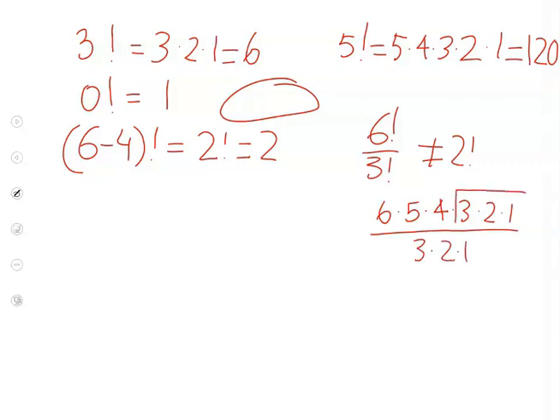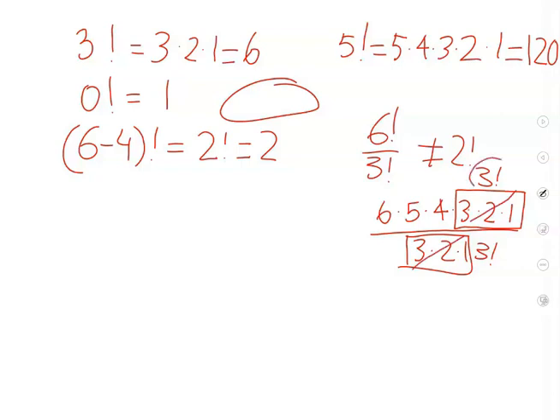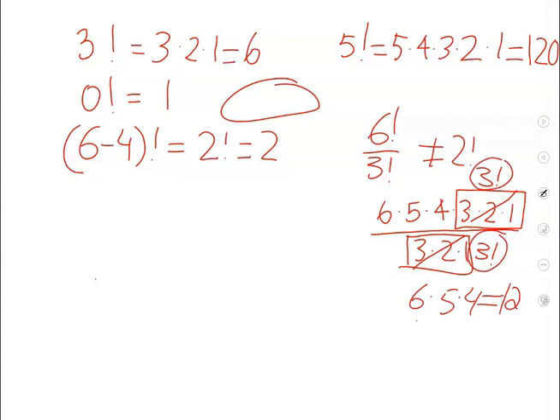Now if you look closer, this right here is 3 factorial, and we have the same 3 factorial in the denominator. So we don't have to write out 3, 2, 1 or expand. We can just write 3 factorial here, 3 factorial here, and reduce it. So what we are getting here is 6 times 5 times 4, equal to 120.